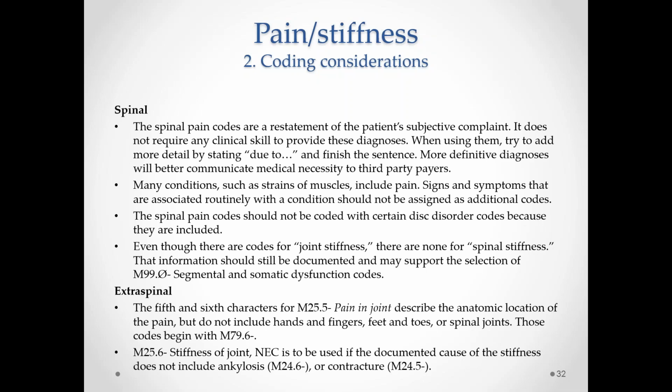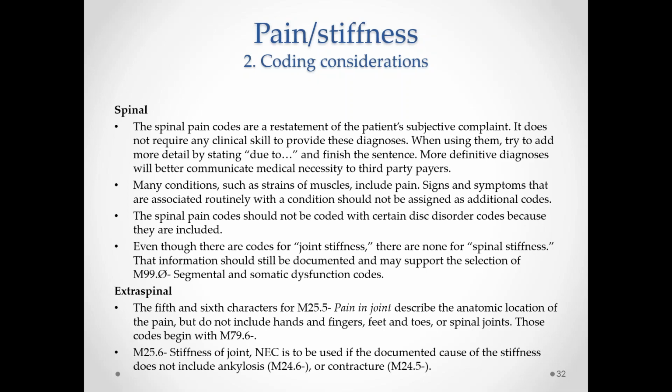My first bullet there is one I talked about in the webinar last month as well, and that is, if all you have is a patient's complaint, then that's the diagnosis you use. But if you have anything better than that, like a definitive diagnosis, then please use a definitive diagnosis because it's much more able to justify medical necessity. And then the second bullet: a lot of conditions like strains with muscles include pain. So signs and symptoms that are routinely associated with a condition should not be assigned as additional codes. That's almost a quote, word for word from the guidelines. And as I mentioned a moment ago, some of the disc disorder codes specifically exclude spinal pain as being listed together. You can't do it.